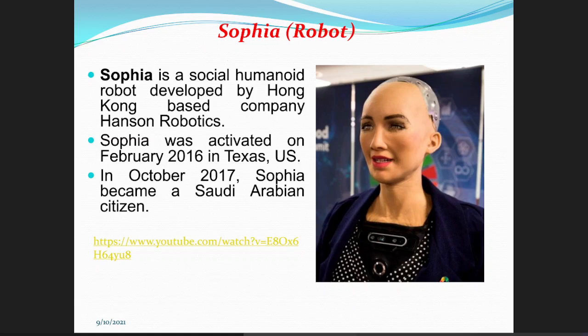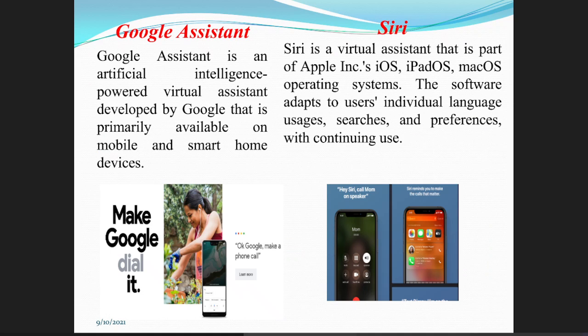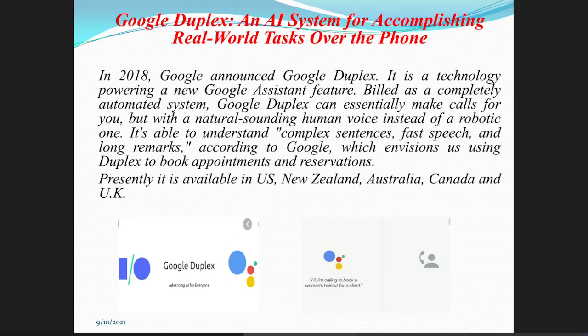Next is Google Assistant. All of you know about Google Assistant and the Siri app, right? These are the apps that are navigating us to our destinations, and these are again AI based. Then Google Duplex. I think some of you have heard of this term. Google Duplex is again AI based software. It is basically used these days in the United States, New Zealand, Australia, Canada, and the UK.